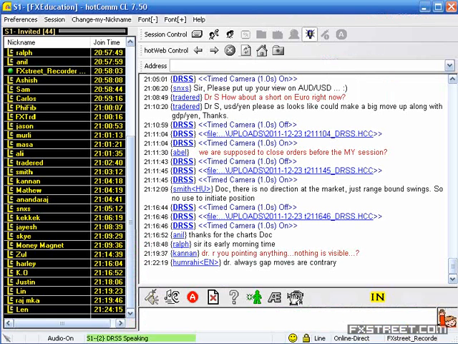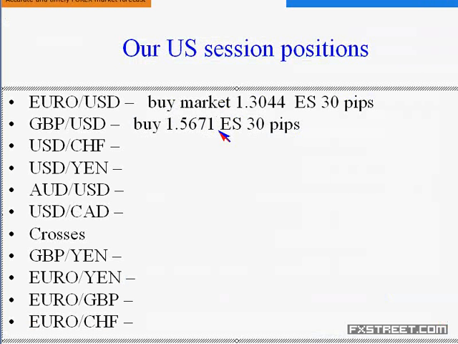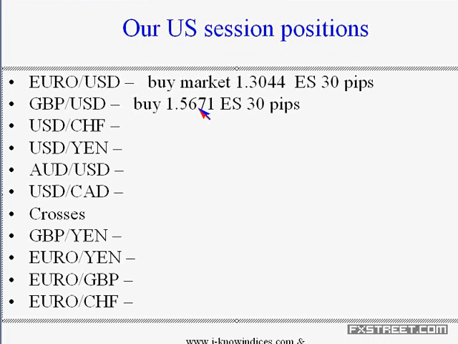Let me go back to the PowerPoint presentation. So here what I have taken at 1.3044 and 1.5671, and we are making only a nominal move. As such, during the session the moves were not very significant, so the gap time move is also not very significant at the moment. Sorry. Let us watch during the course of the time.